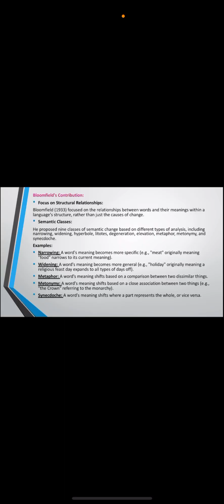Okay, then we have to discuss the contributions of Gustav Stern and Leonard Bloomfield in the area of semantics, but I think we need some more time for that, so we can stop here for this session. Their contributions, Gustav Stern and Leonard Bloomfield, we can discuss in a later session.